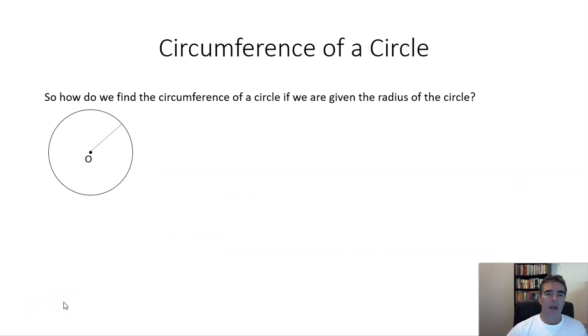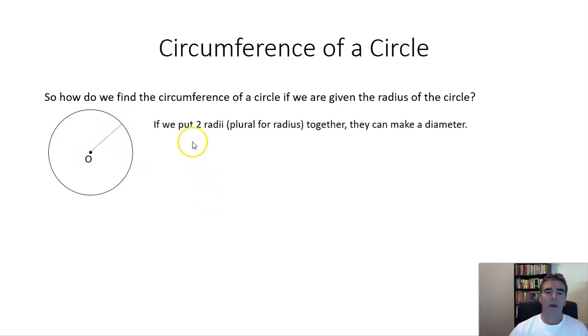Okay, so how do we find the circumference of a circle if we are given the radius instead of the diameter? Remember, the radius is a straight line that goes from the center of the circle to the circumference of the circle. If we put in 2 radii, and that's just the plural for radius, we don't say radiuses, then together they make a diameter of the circle. So 2 radii is the same as the diameter.